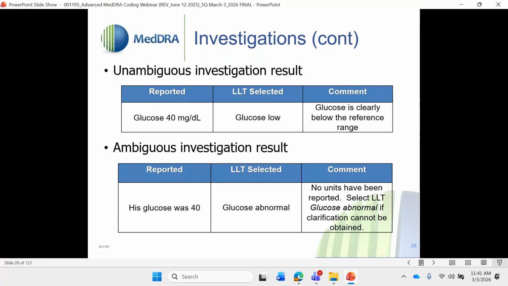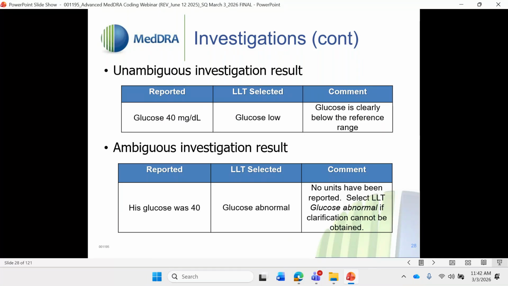Now, here's something that's ambiguous. The first one is a good one. It's unambiguous. The second one is ambiguous when they're just saying his glucose was 40. Now, 40 doesn't give you units, right? 40 what? You can't assume that the typical standard is assumed. You can't assume which unit it is and say, oh, of course he means mg per dL. We don't know that, because as you know, in Europe they typically use millimoles per liter. So in that case, that would not be right. So don't assume which units should be there.